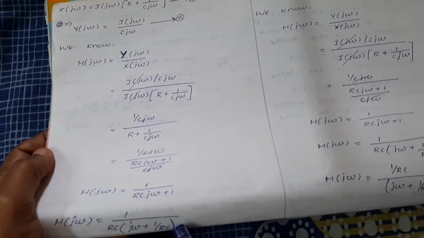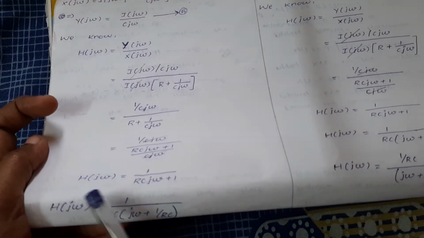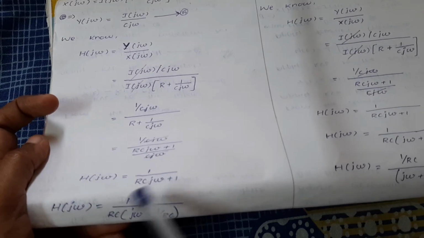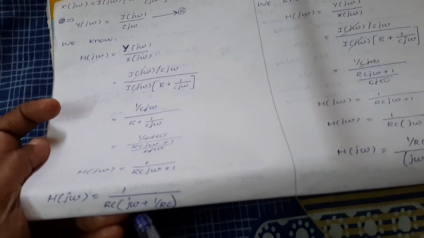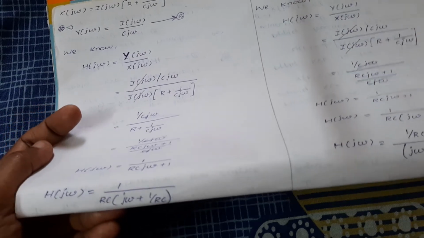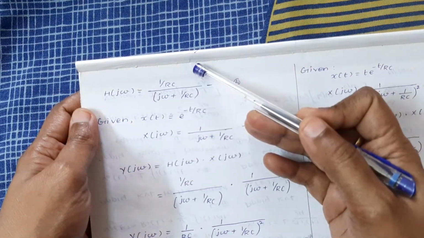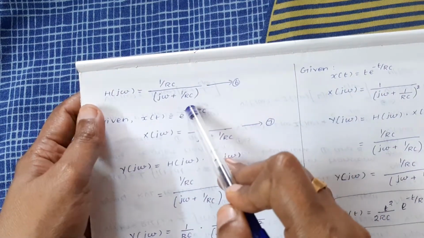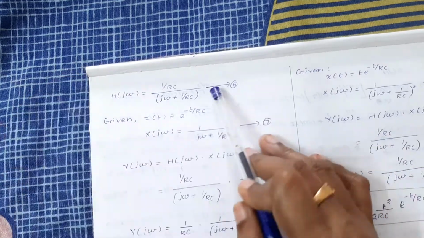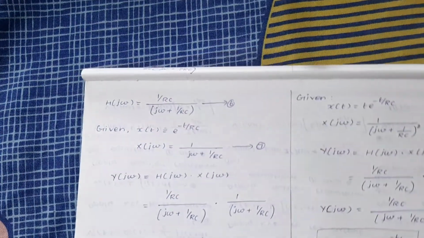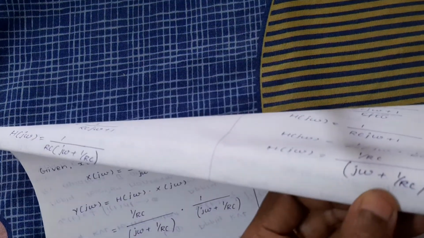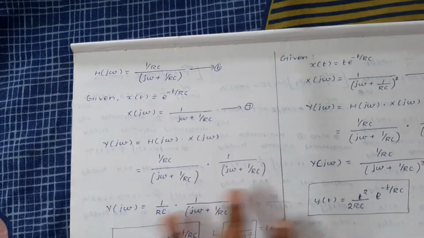From this network, take RC as common. Then what is the value? j omega plus 1 by RC. Here also the same thing, j omega plus 1 by RC. So if you take 1 by RC to the numerator, it becomes j omega plus 1 by RC. That is our h of j omega, and in this problem we get the same h of j omega value. So both h of j omega values are the same.